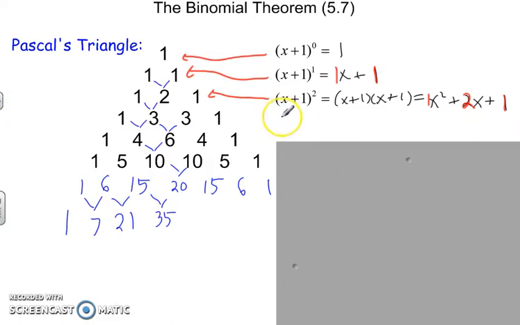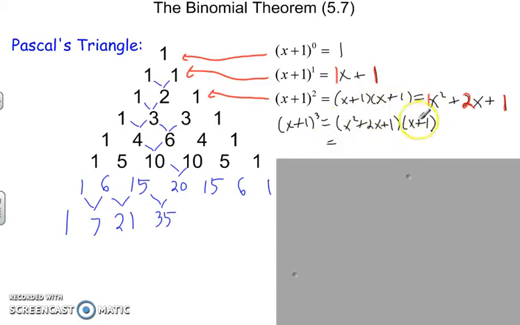The next one would be x plus 1 to the third power, which is really x plus 1 squared times x plus 1, which is x squared plus 2x plus 1 times another x plus 1. So you have to multiply that out. If you distribute everything, you get x cubed plus 2x squared plus x squared, that's 3x squared. 2x times 1 plus x is plus 3x. And then 1 times 1 is plus 1.